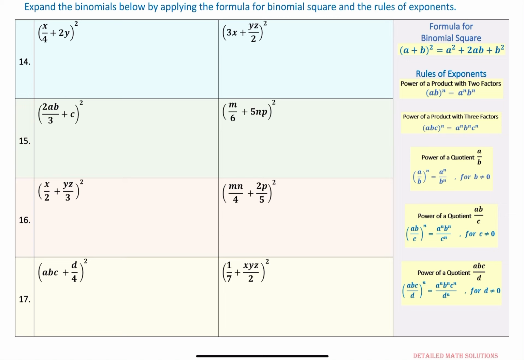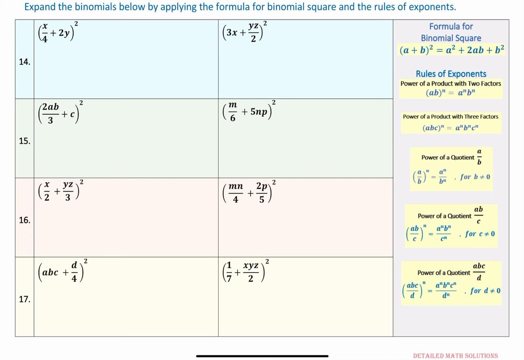And then the last rule of exponents that I'm going to use is power of a quotient abc over d. abc over d to the nth power equals a to the nth power multiplied by b to the nth power multiplied by c to the nth power over d to the nth power. And this equation is true for all values of d that are different than 0 because d is in the denominator, and if it equals 0 then it's undefined.